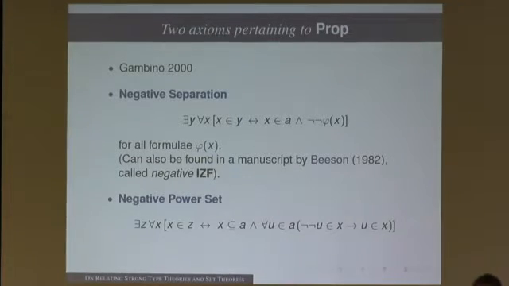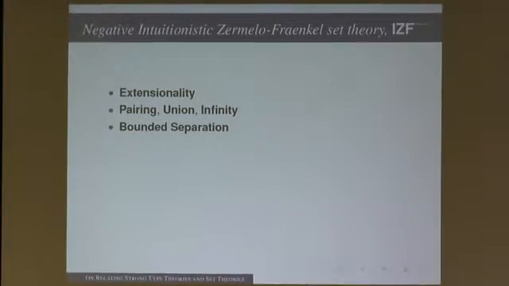And you get not the power set, but you get the negative power set. Yeah? And so these axioms are somewhat results of interpreting set theory into the type theory with prop. Okay. So this gives rise to a theory called negative intuitionistic Zermelo.